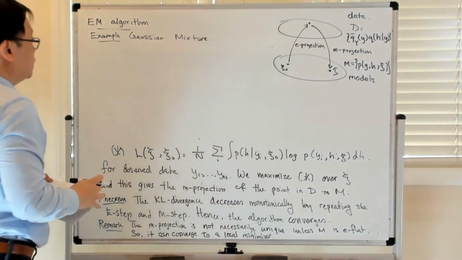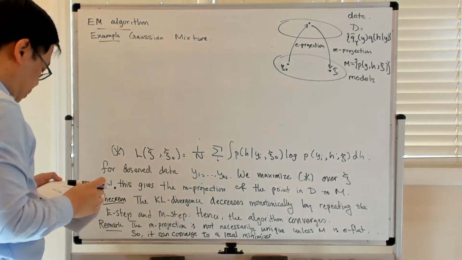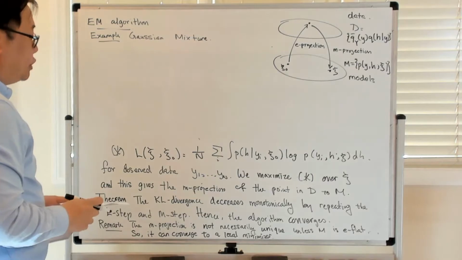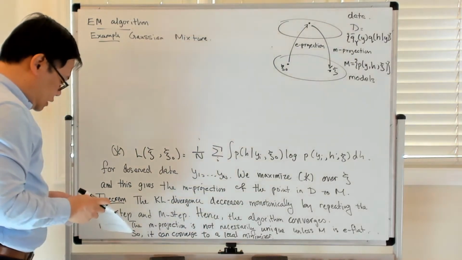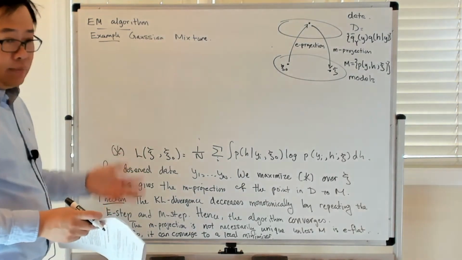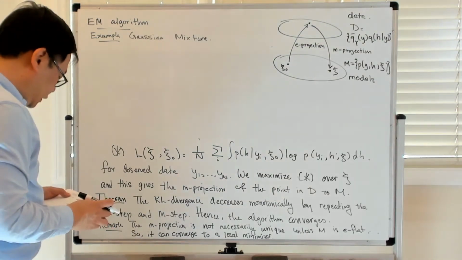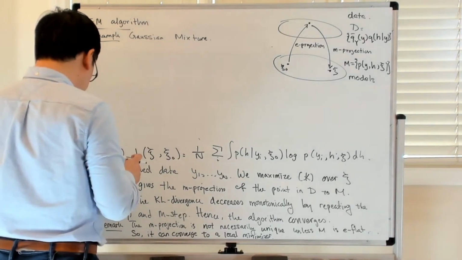Okay, so we looked at this simple example. It's like a Gaussian mixture where you had weights and you had means, but the variances were normalized. Okay, so let's look at that simple case.